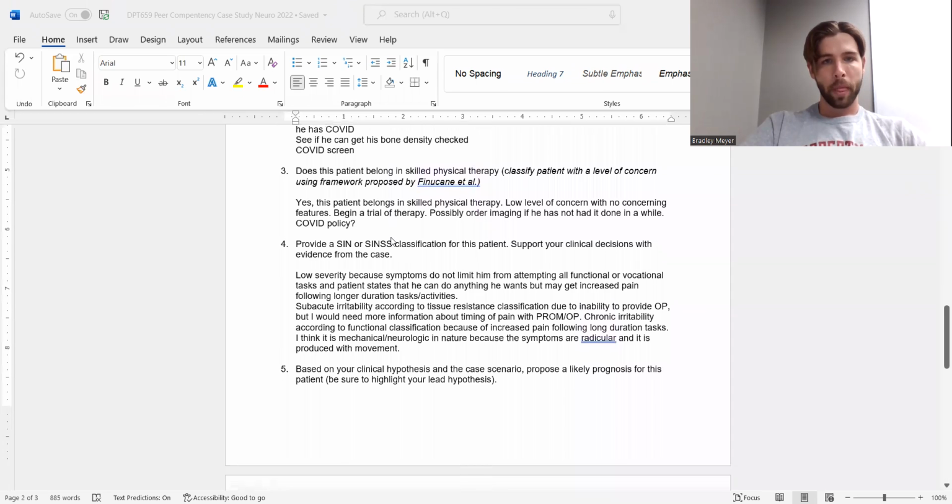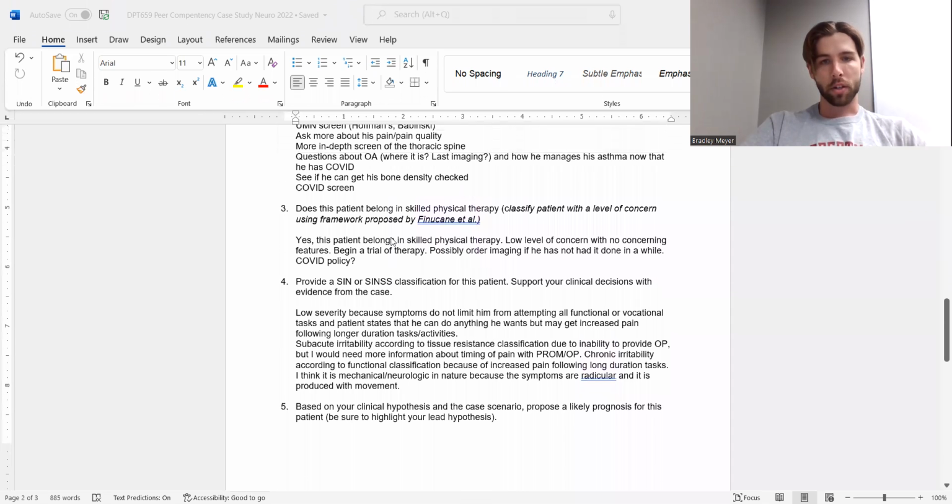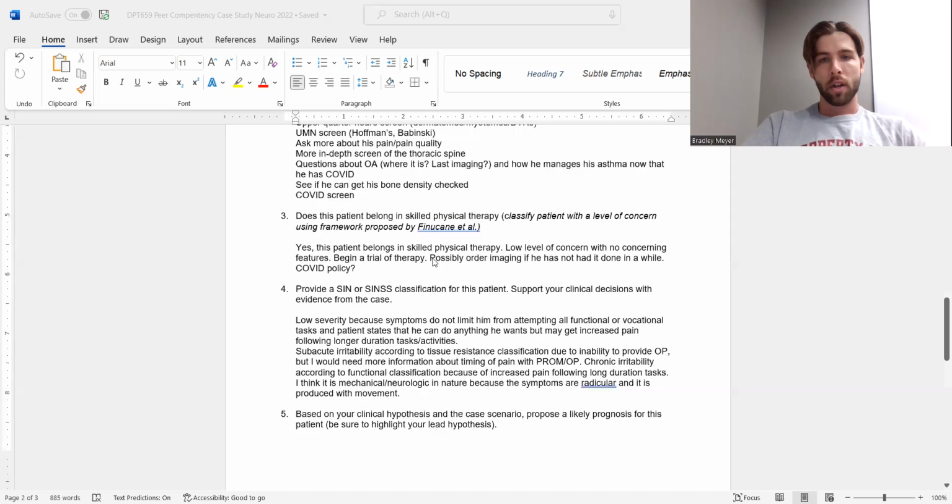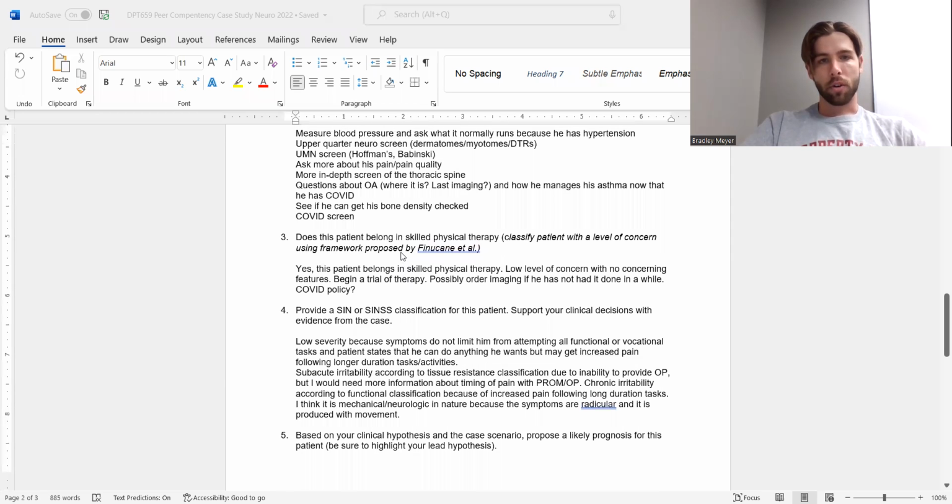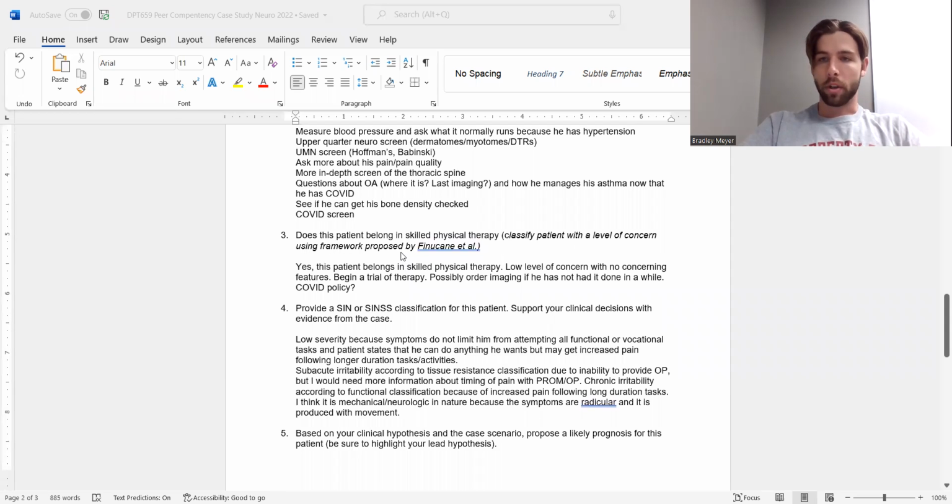I do think this patient belongs in physical therapy. I did not see any concerning features. Again, I didn't see any red flags for malignancy or spinal fracture. So we could begin a trial of therapy. And then going back to his osteoarthritis, osteoporosis, possibly order some imaging if it hasn't been done in a while.